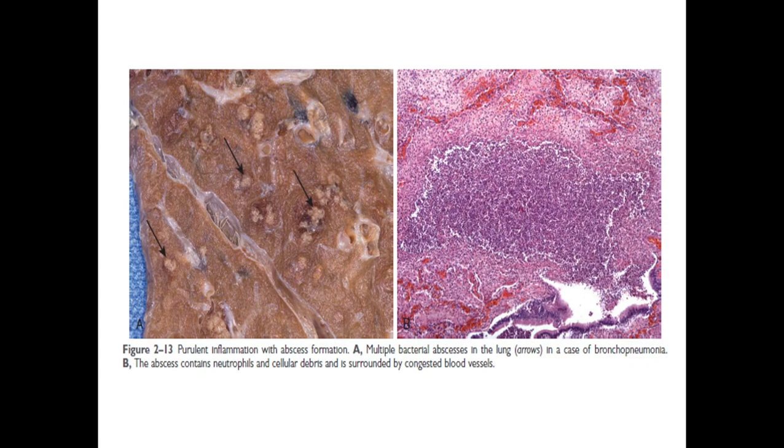You notice here multiple bacterial abscesses in the lung, pointed by the arrow. They are yellow to white collections within the parenchyma of the lung, in this case of bronchopneumonia. On the right side is the histological section showing the debris and the collection of necrotic material in the center, surrounded by inflammatory cell infiltration, and many dilated blood vessels appear here, reddish dilated blood vessels surrounding the focus of the inflammation.